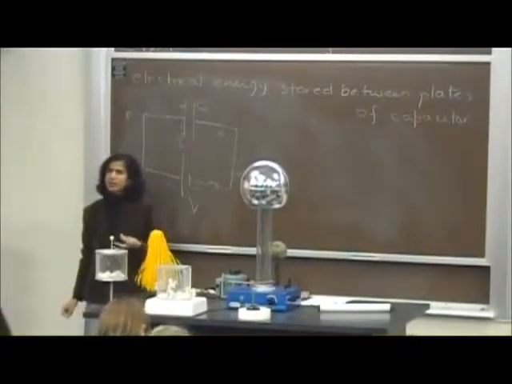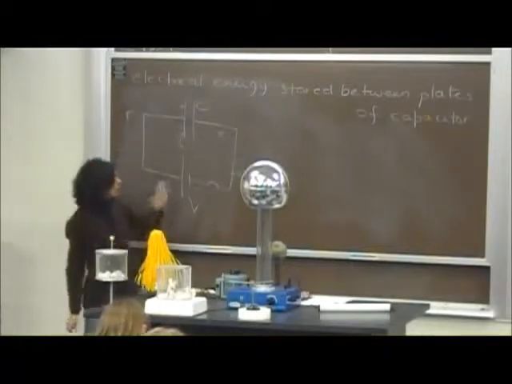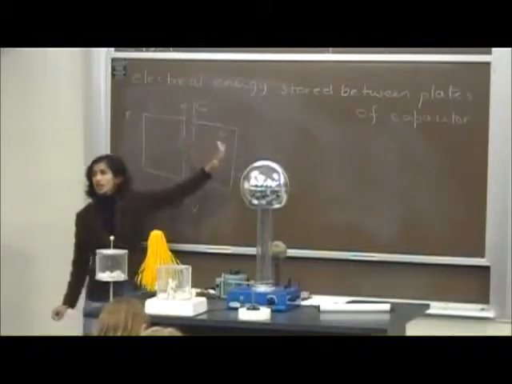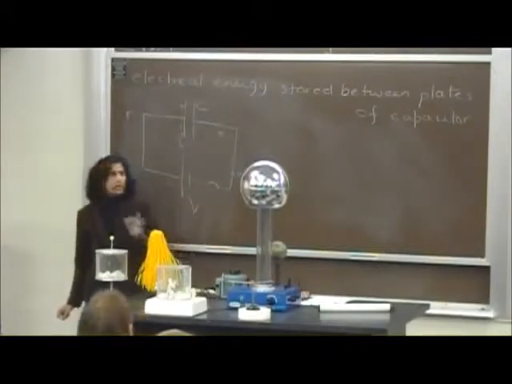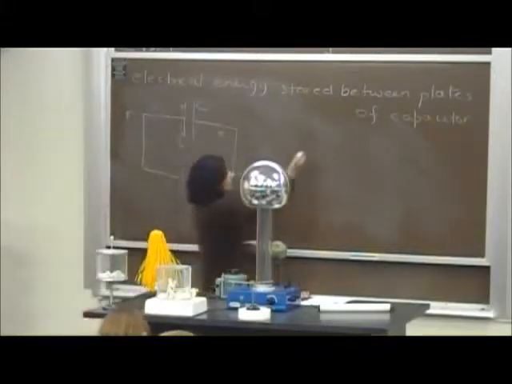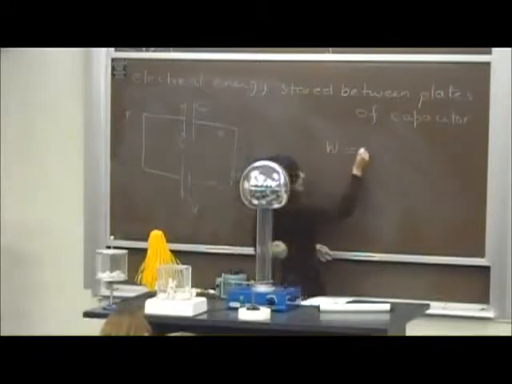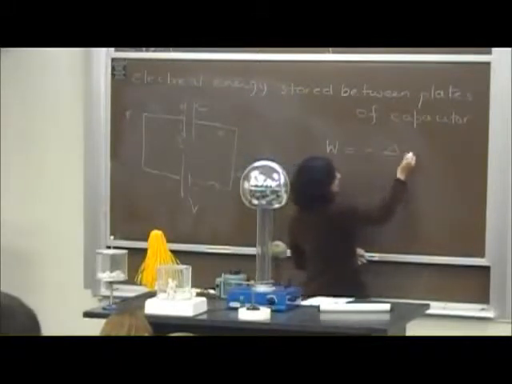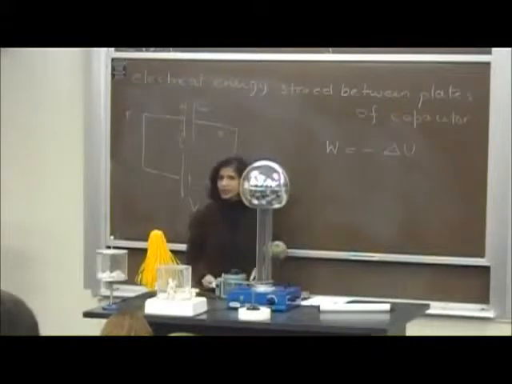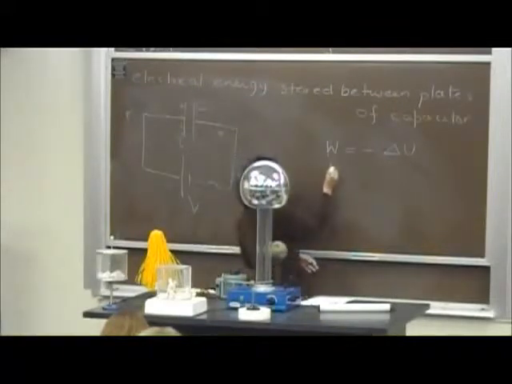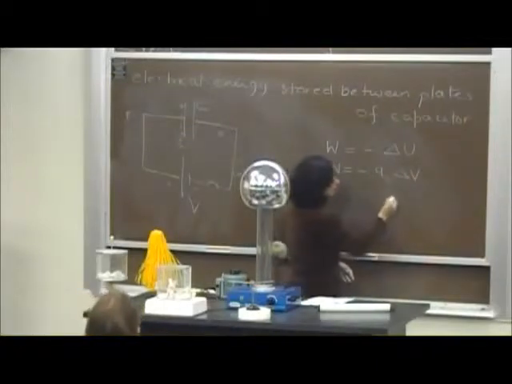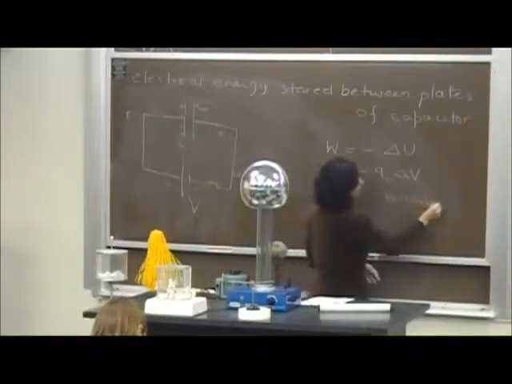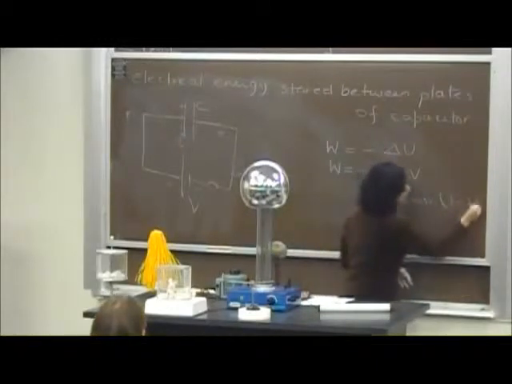Let's think about the case where we started from a completely uncharged capacitor. Remember, one thing you do know is that work done is the negative of the change in potential energy. Don't we know this? Another way to say this is work done is equal to minus Q0 times change in potential. Why? Because the potential energy is Q times V.